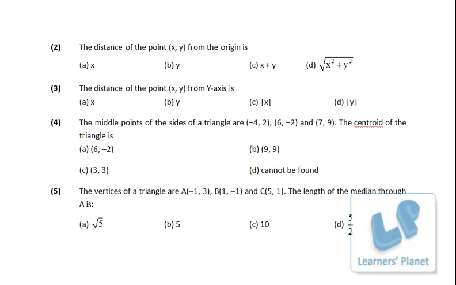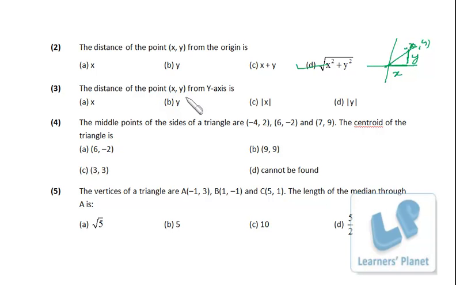The distance of the point (x, y) from the origin. That's pretty simple. You must know the distance formula, that is the square root of (x2 minus x1) whole square plus (y2 minus y1) whole square. From the origin, if we wish to find the distance of (x, y), this distance is x, and this is y. So we have to find this, which will be nothing but the square root of x square plus y square. That is the simple Pythagoras theorem I am using. Okay, so you can use the distance formula, and you can use the Pythagoras theorem as well.